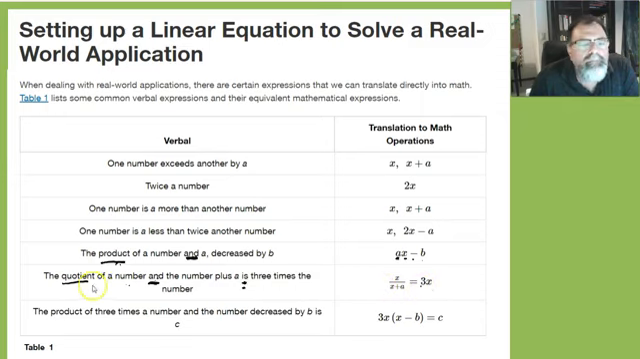so 3 times x. The product of 3 times a number. So again, here's that word product. We're going to look for and then we're going to have 2 numbers. So 3 times a number, so that would be 3x. And, so that's the times. There's no dot there, but that's what 3x with the parentheses means, times. The number decreased by b, so x minus b, is, so that's your equals, c.